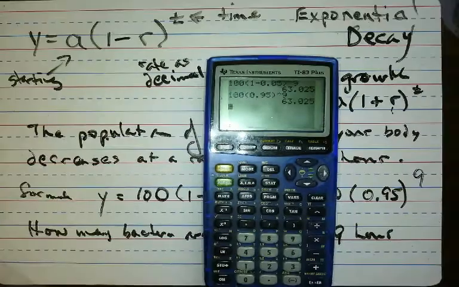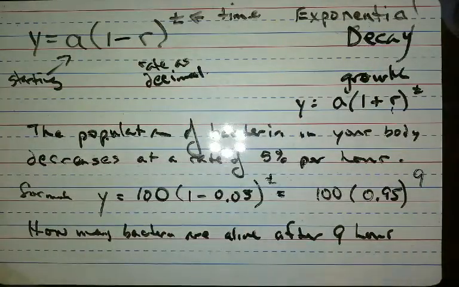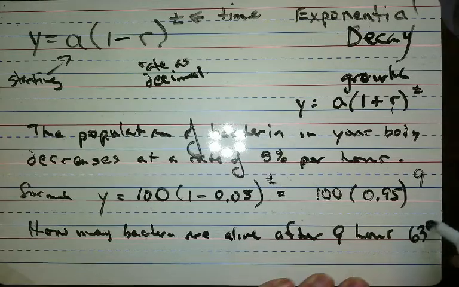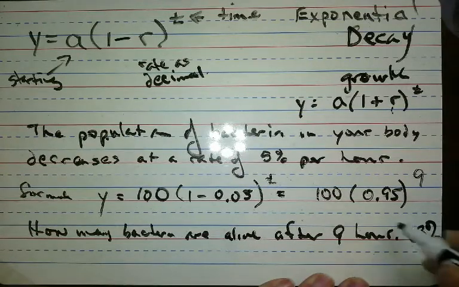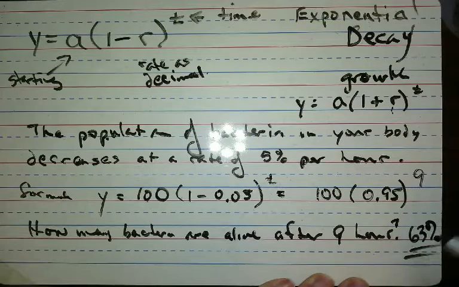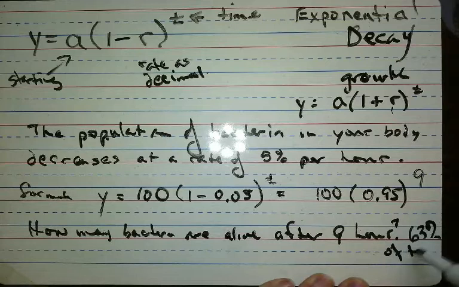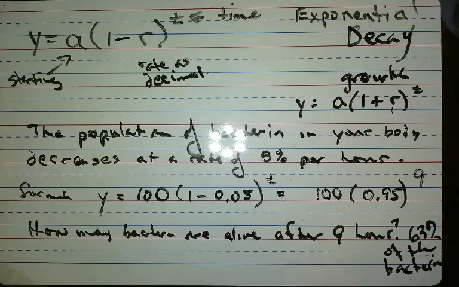So, what's the answer to this question? How much are left? 63% of them. 63% of the bacteria are still alive, right? So that means what? 37% died.